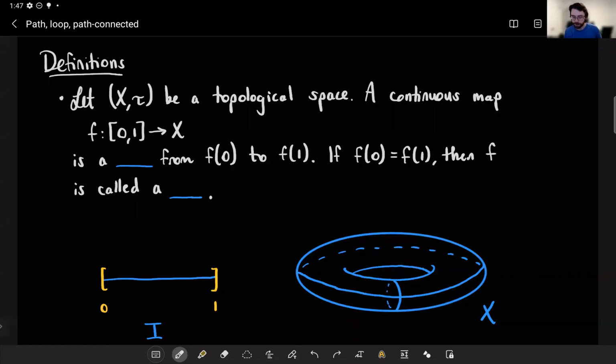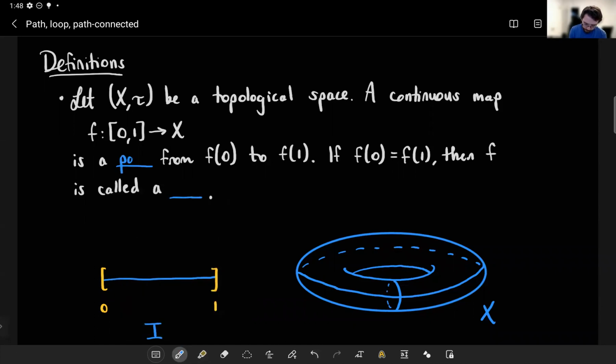Another important concept is the notion of how you can draw curves on topological spaces. This comes up in a lot of different contexts. And so to formalize it, you say that if you're given some topological space X, which I've sketched as a torus just for fun, a continuous map F from the unit interval to that space is called a path.